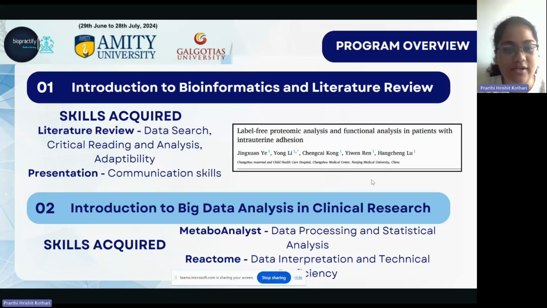The next week included the introduction to big data analysis and clinical research, through which I learned data processing and statistical analysis by creating various clustering heat maps and volcano plots. And Reactome: the core of the Reactome model is the reaction, which includes proteins, complexes, and small molecules which further participate in the network of biological interactions. So these were the skills which I had acquired in the second week.